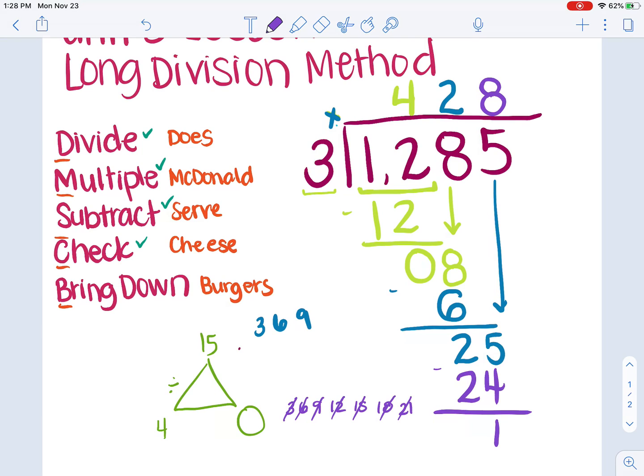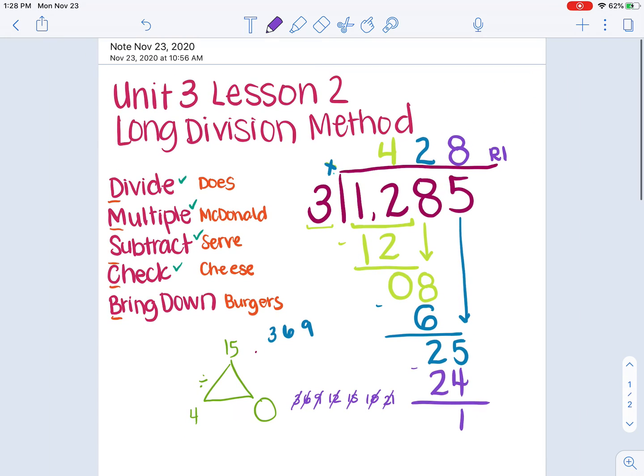Now I'm going to check. Is 1 smaller than 3? Yep, we're good. Now we're going to bring down. We don't have anything to bring down, so my remainder is 1. Following these steps can be confusing, but it's nice to be doing the same thing again and again. Don't forget, divide, multiply, subtract, check, bring down.